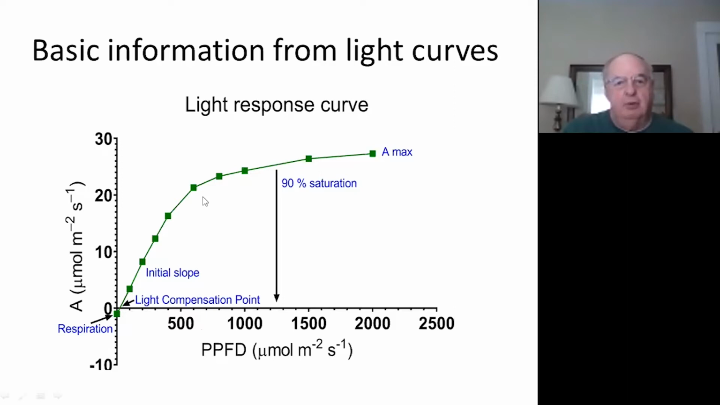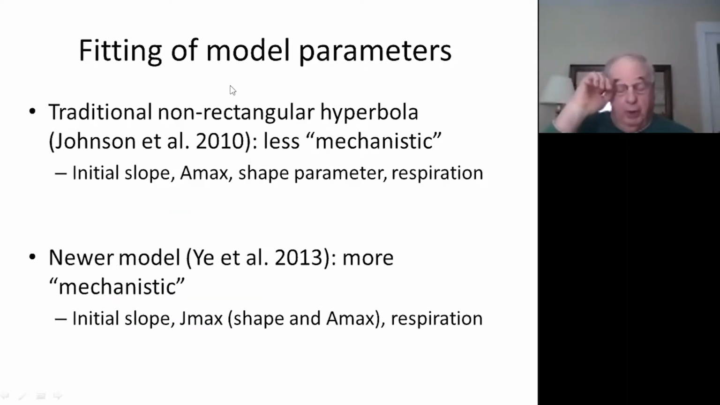The alternative way of looking at this is to fit some model parameters, and there are 2 basic ones. One has been around for a long time. It's called a traditional non-rectangular hyperbola, and I gave you a fairly recent reference to that, which I'll present at the end. It's not particularly mechanistic, but the kinds of information you can get out of it are the initial slope, the maximum rate of assimilation, a shape parameter, and respiration rate.